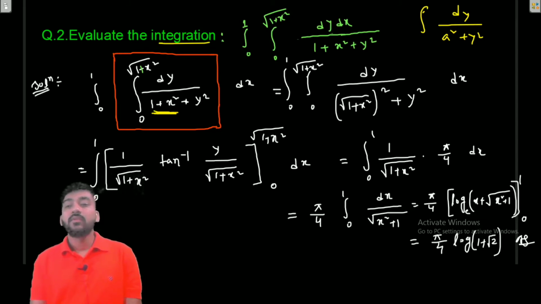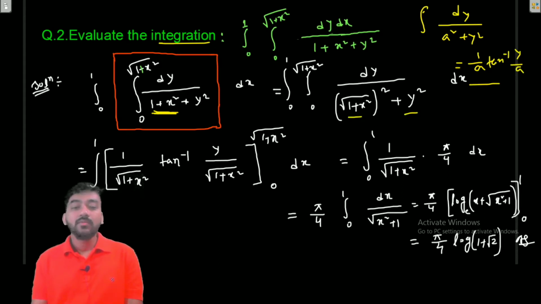Okay, now this integration, you know, dy by a square plus y square is nothing but 1 by a tan inverse y by a. So here in tan inverse, this is y and this is a. So 1 by a means 1 by root 1 plus x square, tan inverse y by a. So now you have to put the limit from 0 to root 1 plus x square. Okay, so again you have to be very careful when you are going to put the limit, because the limit is only substituted in place of y. So first you have to put here, instead of y, root 1 plus x square. If you put it here, then this will be cancelled out. So it will be tan inverse 1, and tan inverse 1 will be nothing but pi by 4.